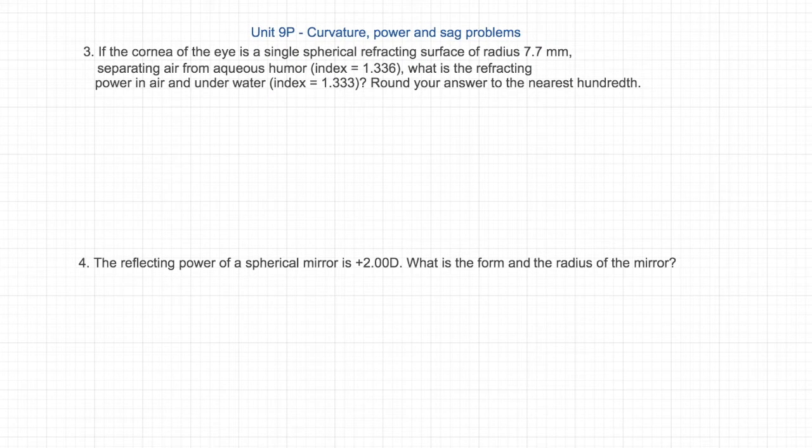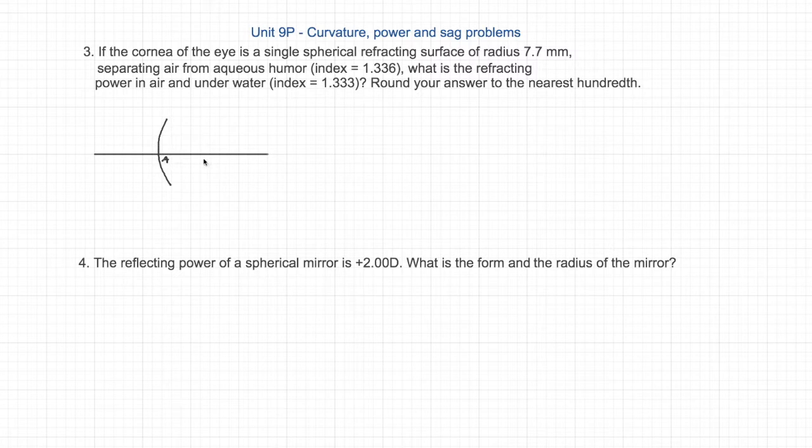Question 3, if the cornea of the eye is a single spherical refracting surface of radius 7.7 millimeters, separating air from aqueous humor, index equals 1.336, what is the refracting power in air and under water? Index equal 1.333. Round your answer to the nearest hundredth. So the cornea is the clear front surface of the eyeball. And what you want to do, as you should be doing with all questions, is to pause the video and see if you can come up with the answer yourself. If you come up with the wrong answer, you need to go and sit in the cornea.